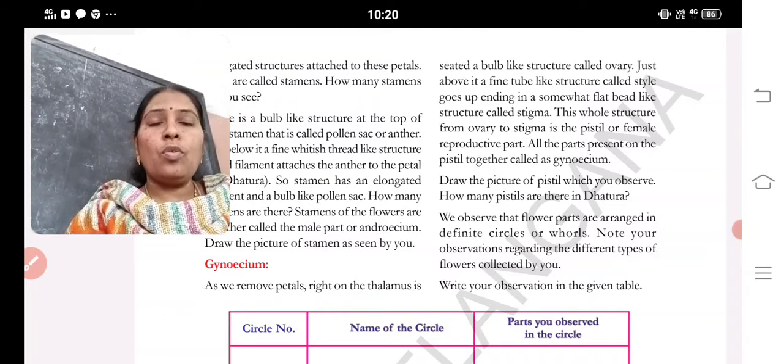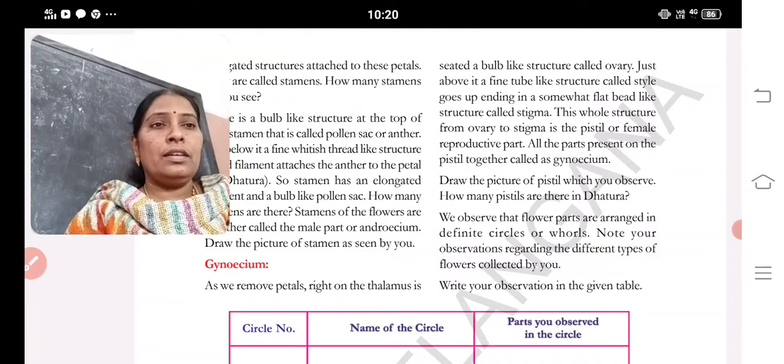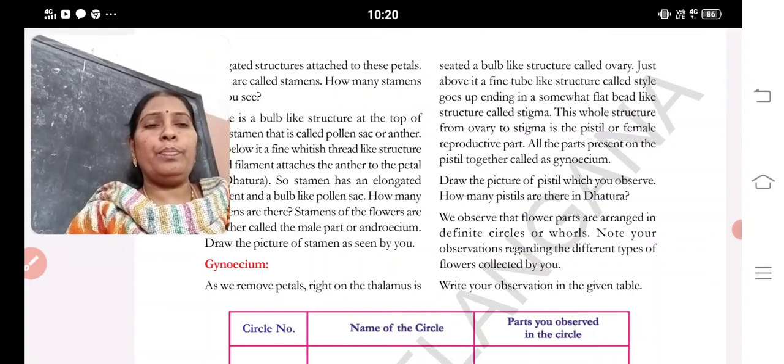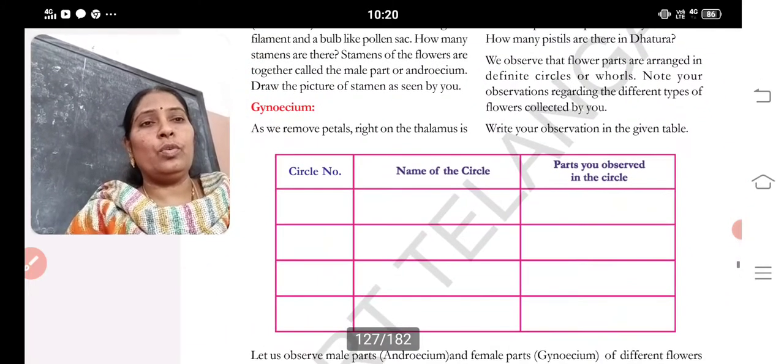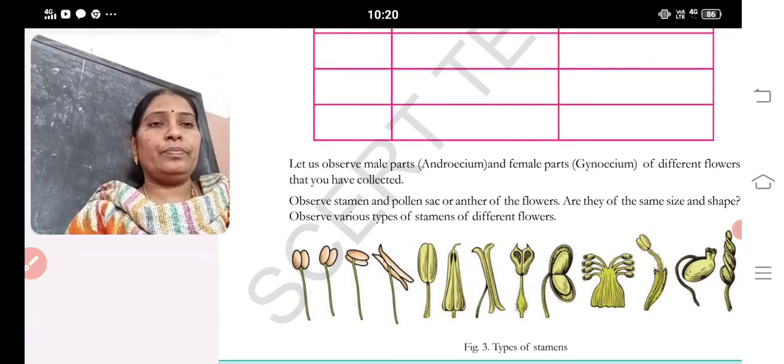Just if you take out a white colored surface, you will find a stigma, and the stigma to the ovary is called pistil, or the female reproductive part. Not only the datura, for all other plants also, we are asked to find in that manner. Okay. Now let us observe male parts.